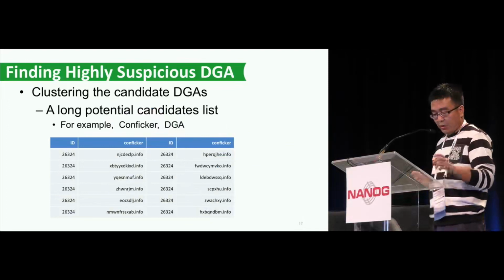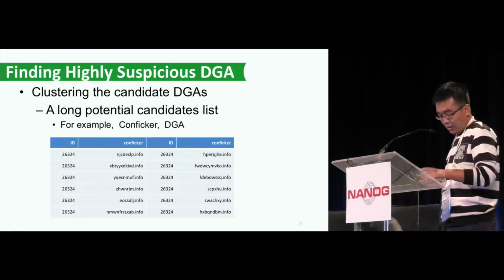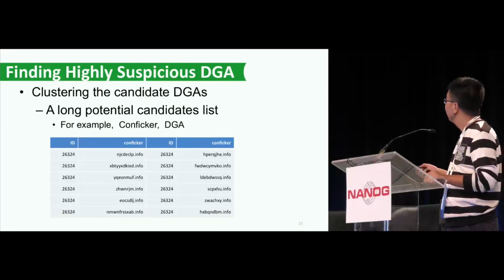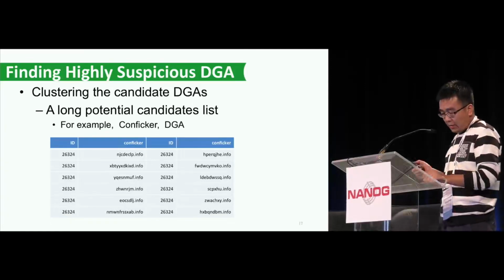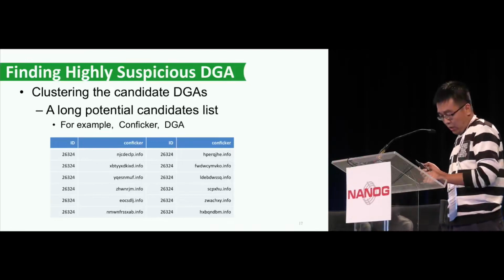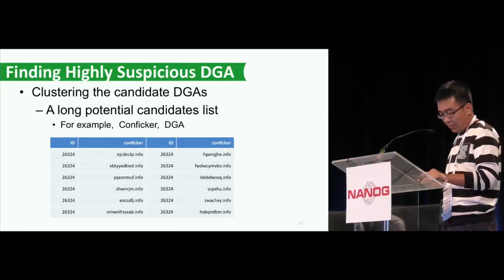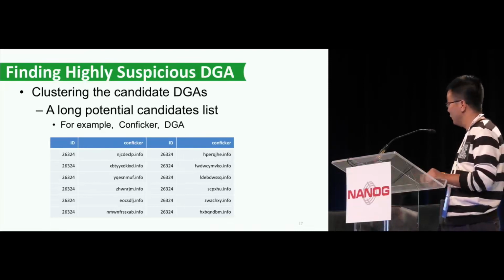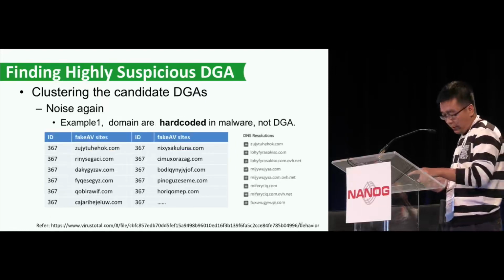Here is what the result looks like. It is still a very long candidate list. For example, this cluster is a typical DGA domain, DGA domain names from a malware sample. The cool thing here is that all the malware domains were successfully grouped together without looking at the malware code. We don't reverse engineer it.